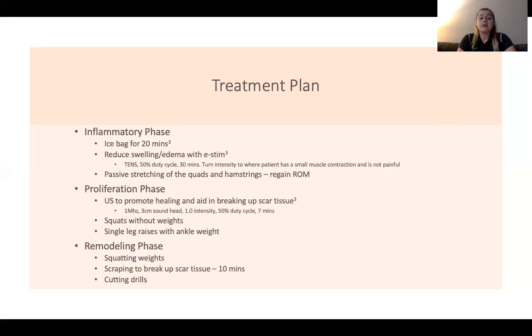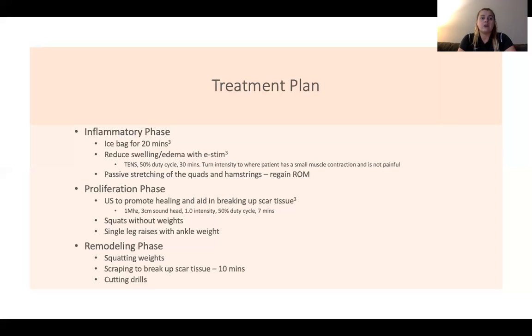During the remodeling phase, we're going to do some weighted squats and cutting drills. These are essentially return to play activities.